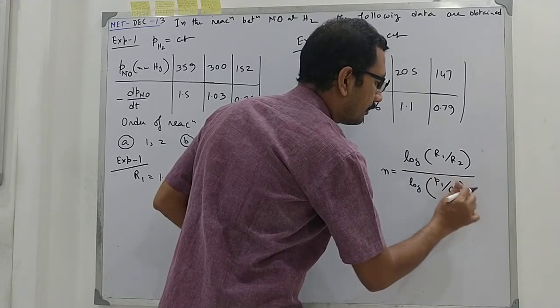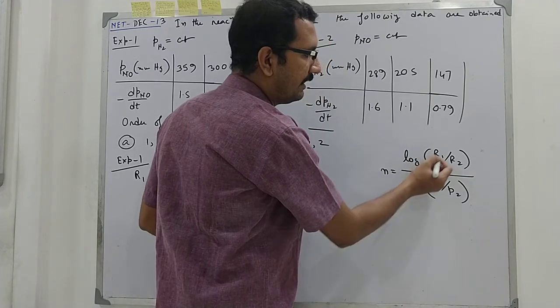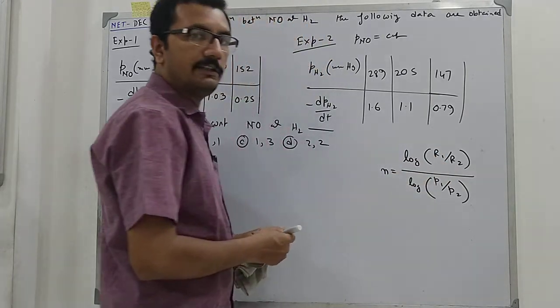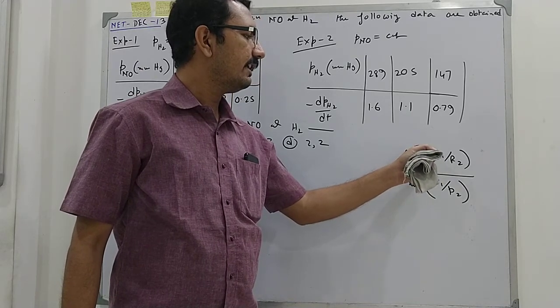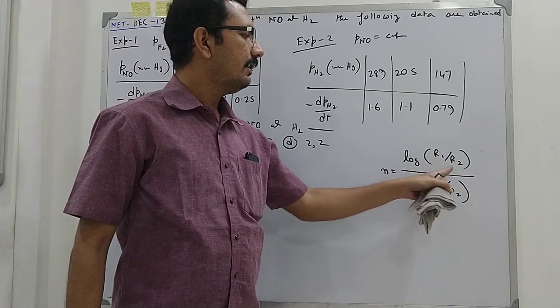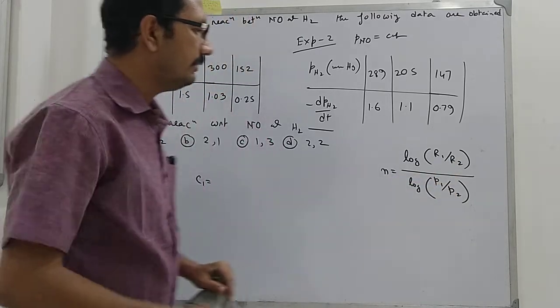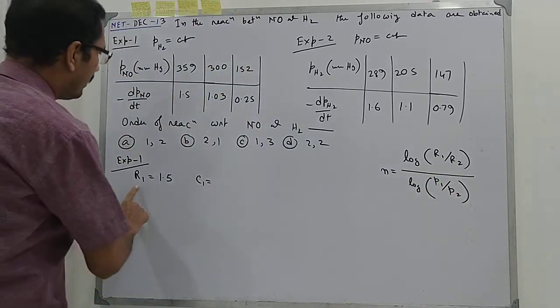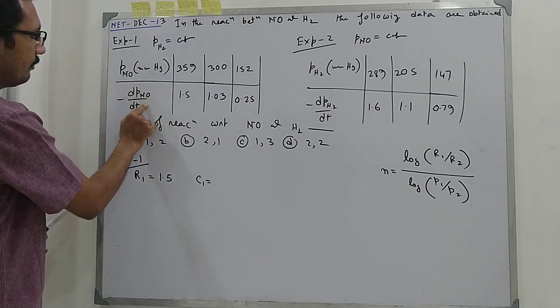Since it is a ratio, the conversion factor will cancel out. So it is P1 by P2, and also we will replace the minus dC/dt terms in terms of minus dP/dt. So here we will get the rate as minus dP1/dt, and here we will get minus dP2/dt, and here it is P1 by P2. So R1 equal to 1.5.